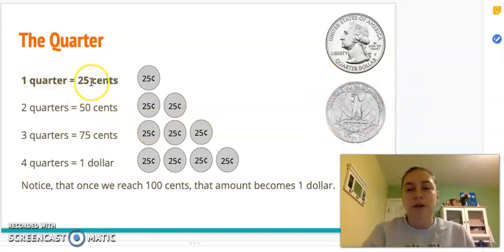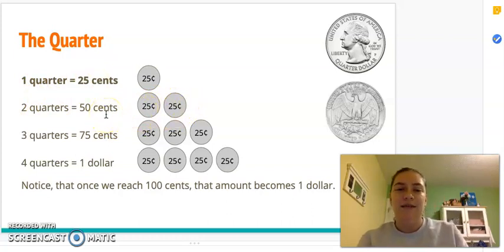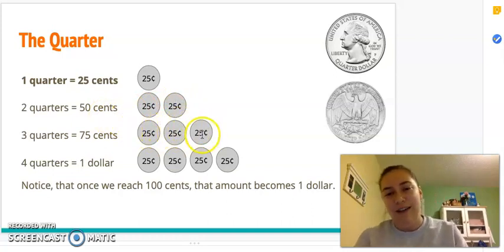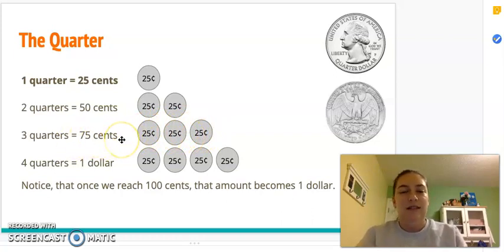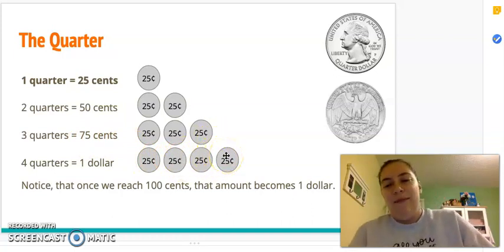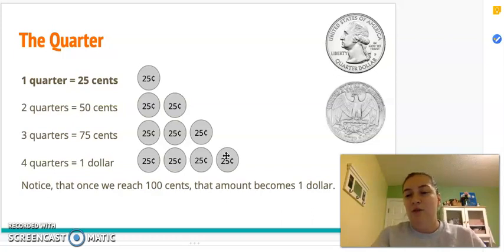So if we know that 1 quarter is 25 cents, then 2 quarters, we would just have to add them together. 25 plus 25 is 50 cents. Then if we have 3 quarters, 25 plus 25 plus 25 is 75 cents. 4 quarters, 25, 50, 75. We add 25 more cents, that makes $1. Notice that when we reach 100 cents, that amount becomes $1, no matter what you're counting with.